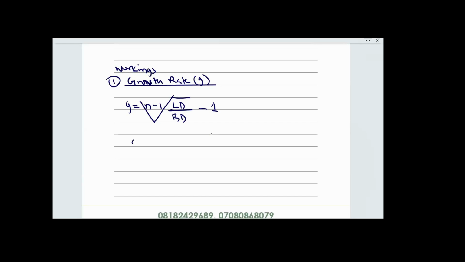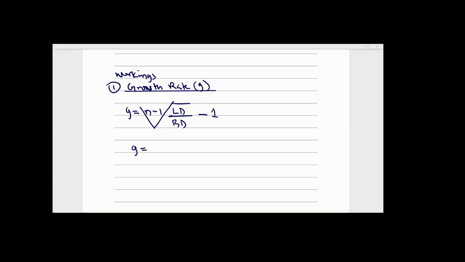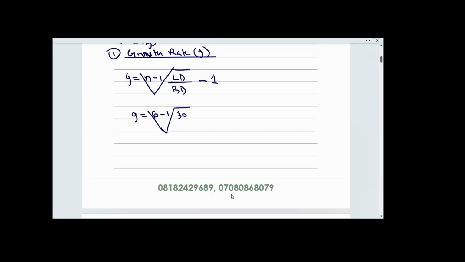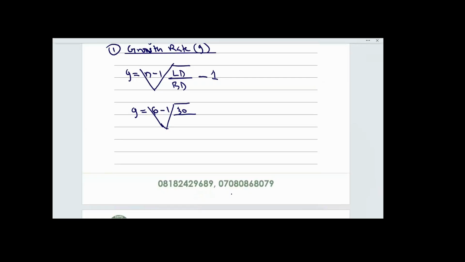So I would then say G is equal to, from 2007 to 2012, how many years? 6 years. So that means N is equal to 6. I would then say the 6 minus 1 root of the latest dividend. Dividend in 2012 is how much? 30. The dividend in the first year is 15, all minus 1.